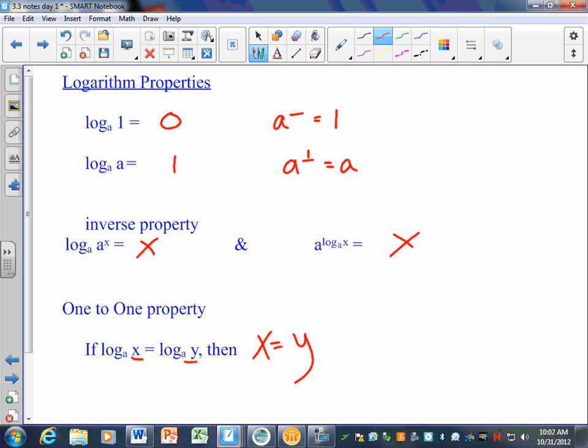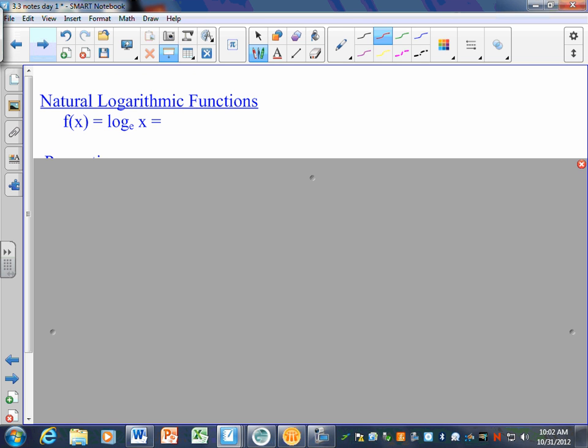We also have a special type of logarithm, right? We had a special type of exponential equation. We had e. Well, the special logarithmic function that goes with that is when you have a base of e. So I want to quickly talk about that for a second. We'll kind of hit this up again tomorrow. But this should not be brand new to you, because we did talk about this last year.